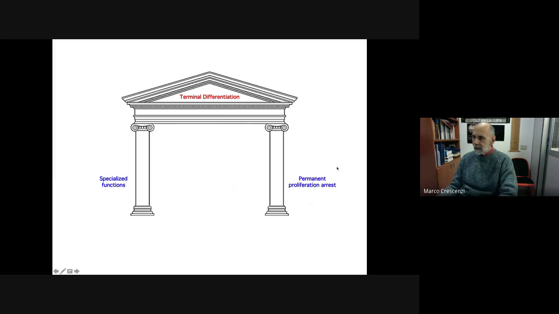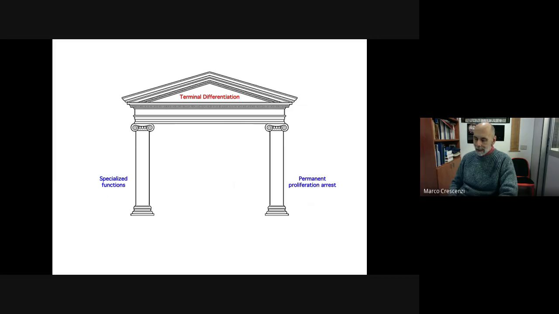Now, what about permanent proliferation at rest? Permanent proliferation at rest basically is a negative definition. It's based on negative evidence, which in science is always more difficult to prove than positive evidence. If you see something, you know it's there, you know it exists. If you don't see something, it doesn't necessarily imply that that something does not exist. It may just be that you haven't looked hard enough for it.